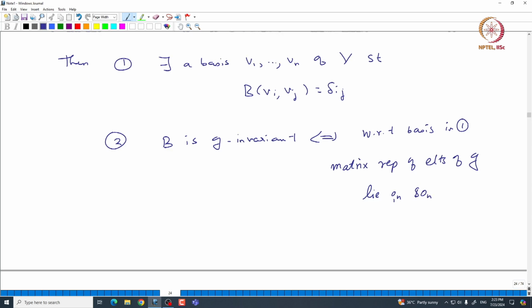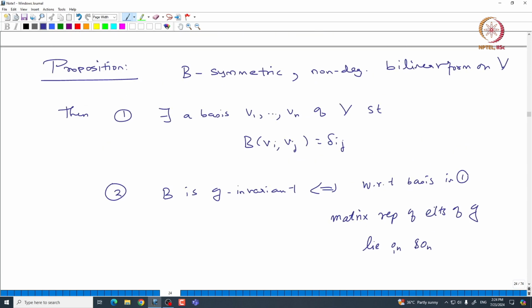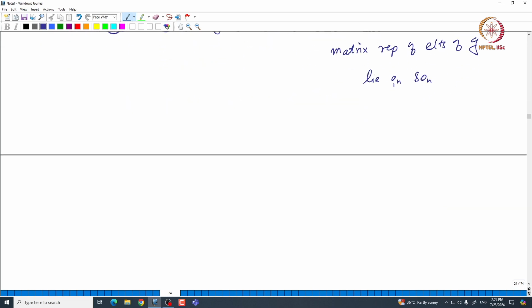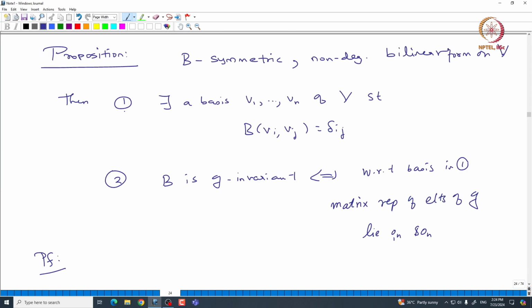So let us prove this. The proof is by induction. We just have to set up the induction, and then immediately we will get that there is such a basis. The second one is just rewriting the definition. By induction we can assume that the first statement is true up to n minus 1. To begin the induction, for the 0 dimensional space there is nothing to prove.